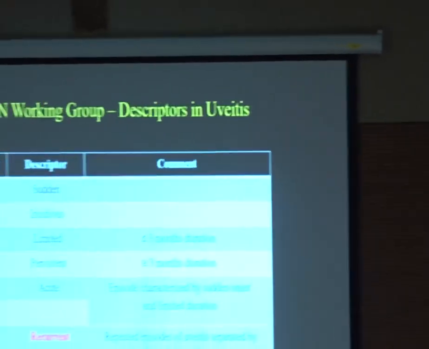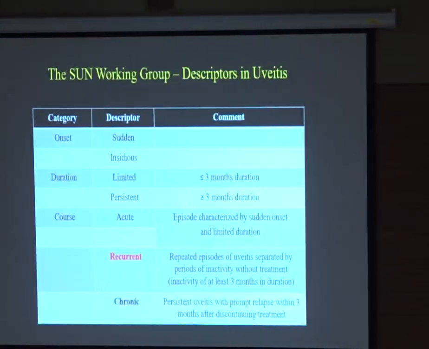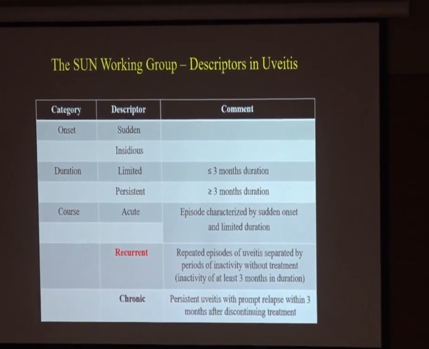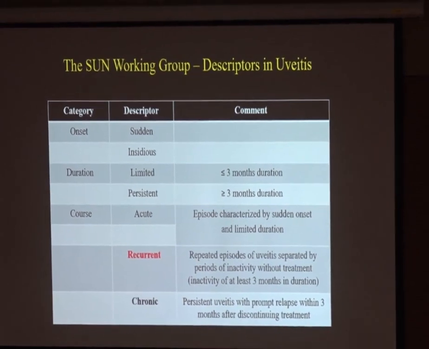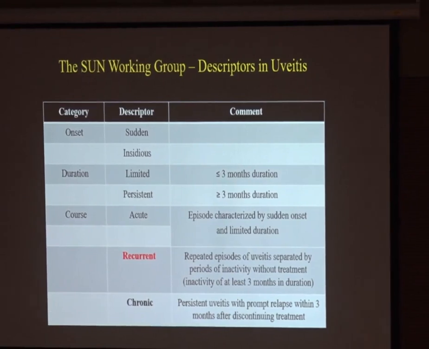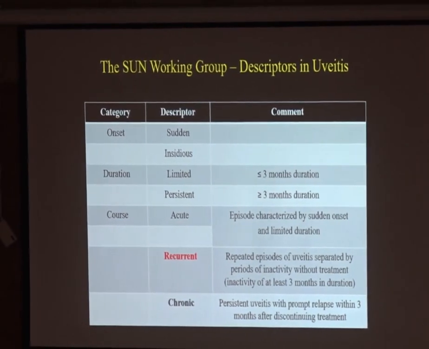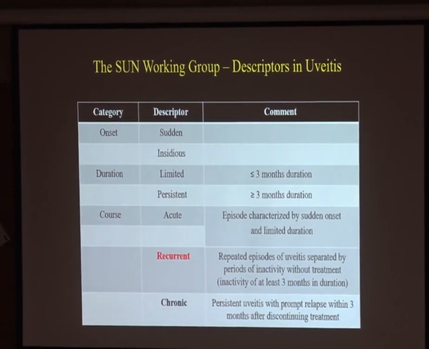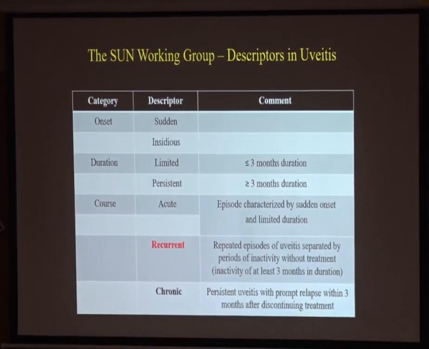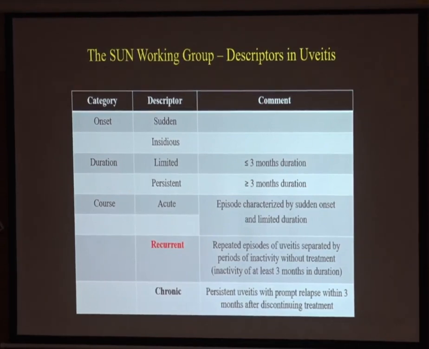the SUN group, the SUN classification, it is defined as repeated episodes of uveitis separated by periods of inactivity or quiescence without treatment, and that means you should have an inactivity of at least 3 months in duration. But practically, we don't face this situation in our clinical practice. So what we face is the next situation, which is a chronic uveitis. We have these patients coming with on and off episodes of uveitis, and you really don't know whether to place them in a recurrent category or a chronic, because by the time you place them in a recurrent, they're already in chronic phase and a lot of damage is done.